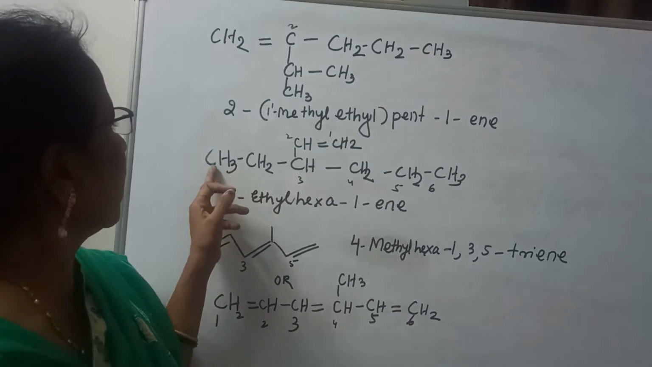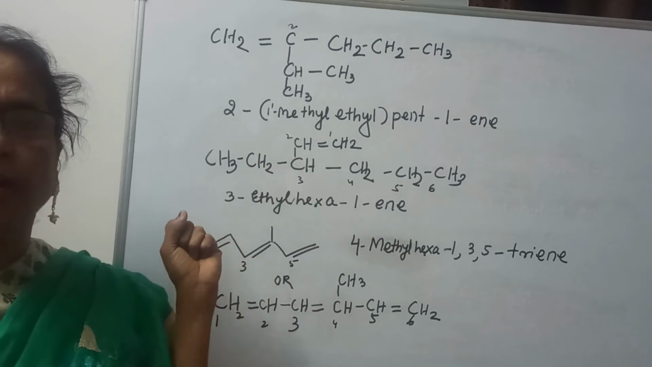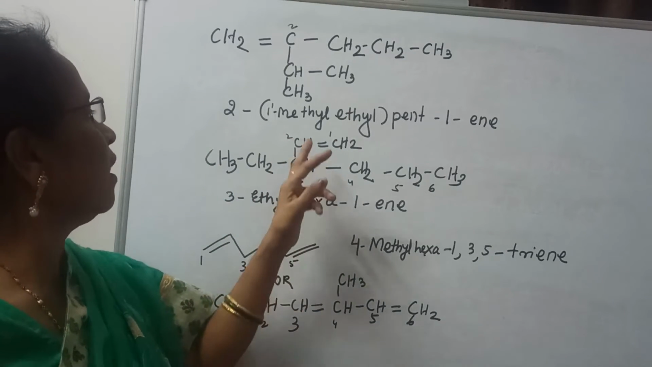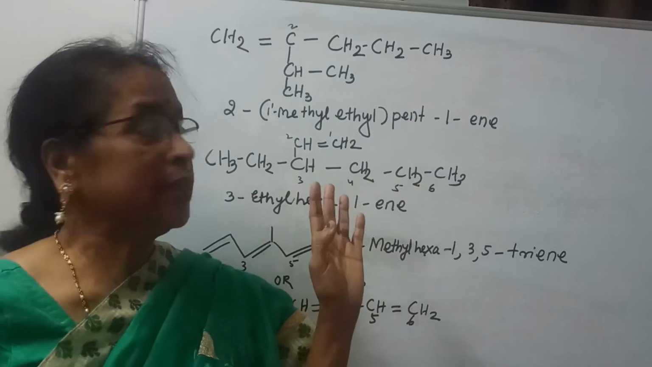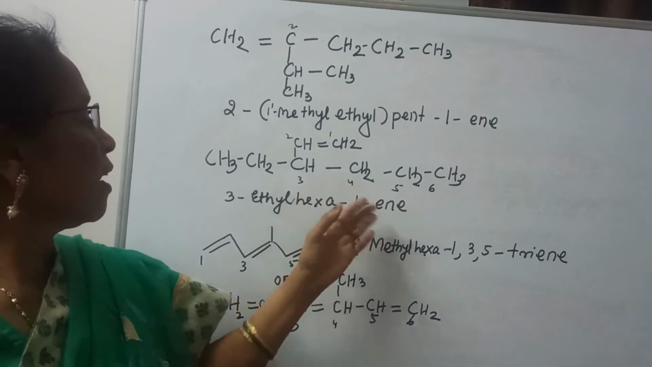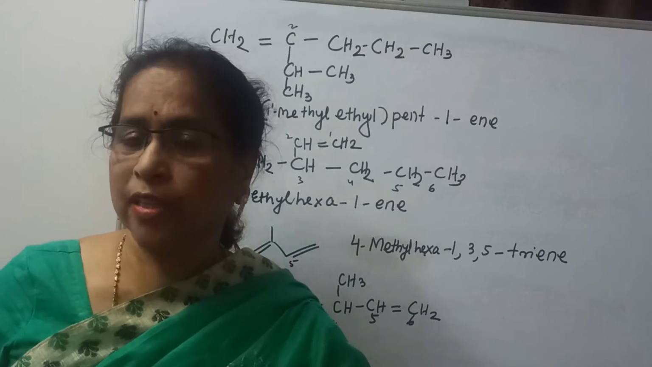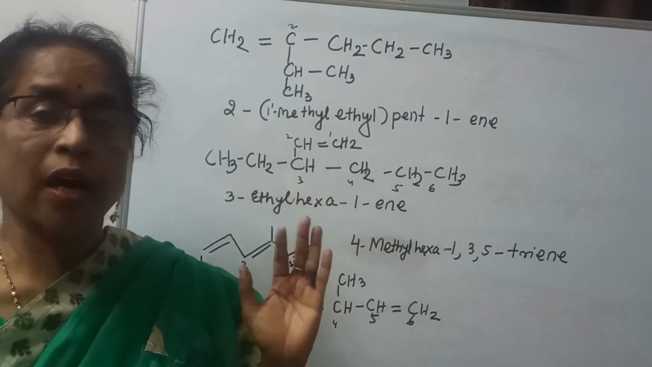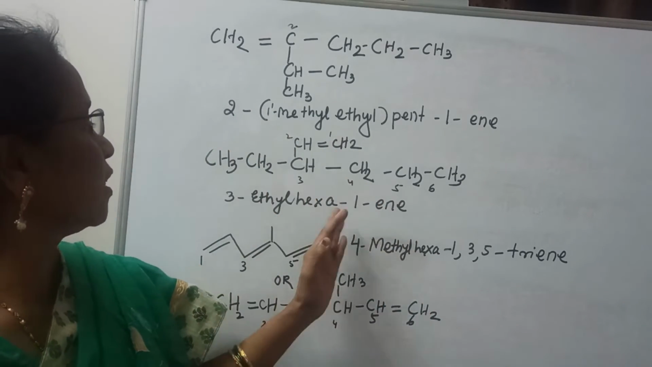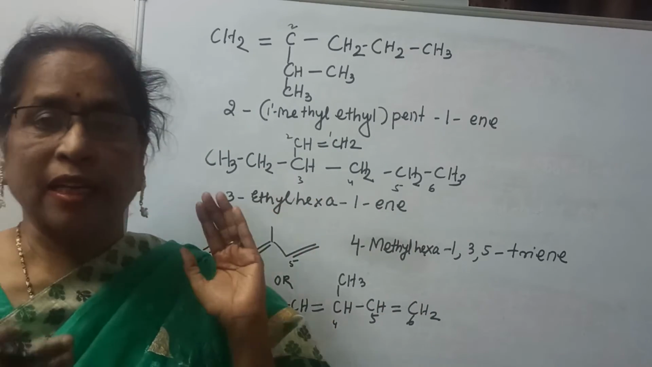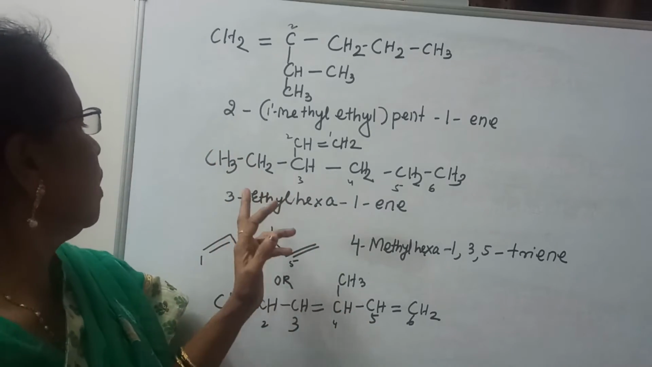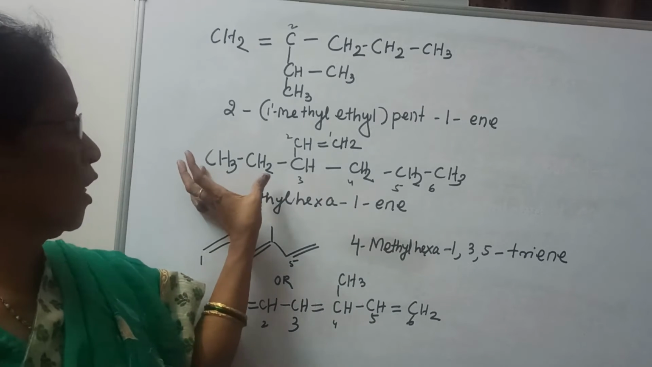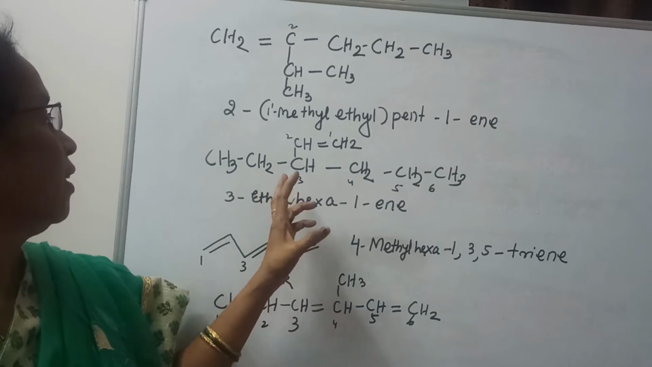And so here you can see how you can select the longest chain. 1, 2, 3, 4, 5 is one chain. 1, 2, 3, 4, 5, 6, that is the longest chain, 6 carbons. That means you will select the 6-carbon longest chain, that is hex-1-ene. Why 1-ene? Because after 1 there is a double bond, and in 3 position there is an ethyl group, so it is 3-ethylhex-1-ene. So the substituent is ethyl, where it is at 3.